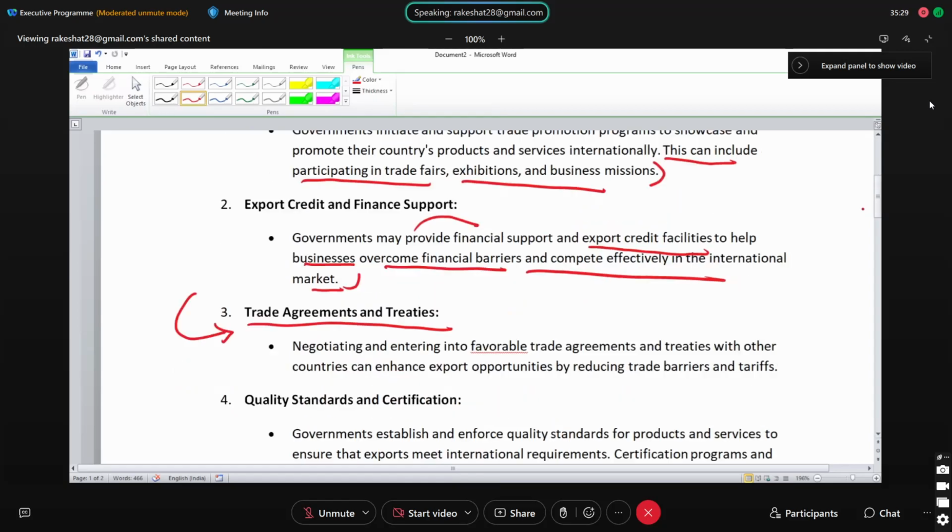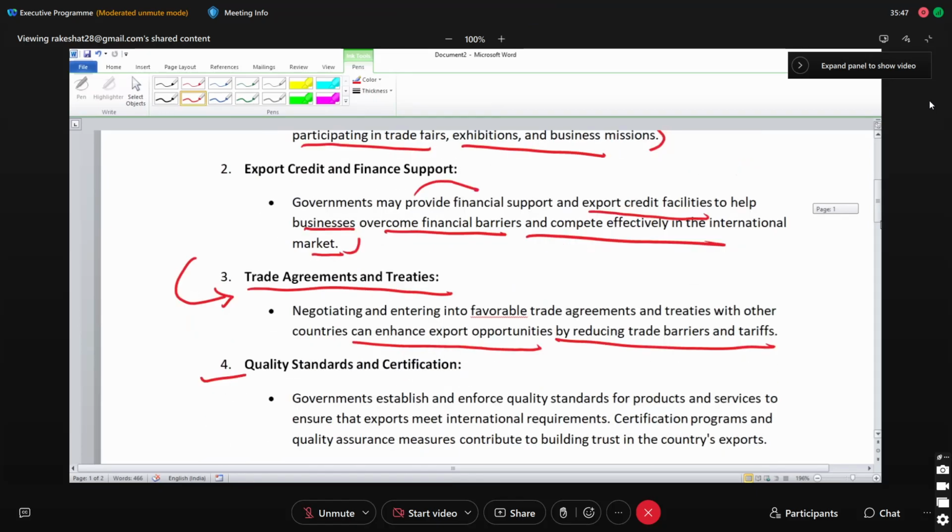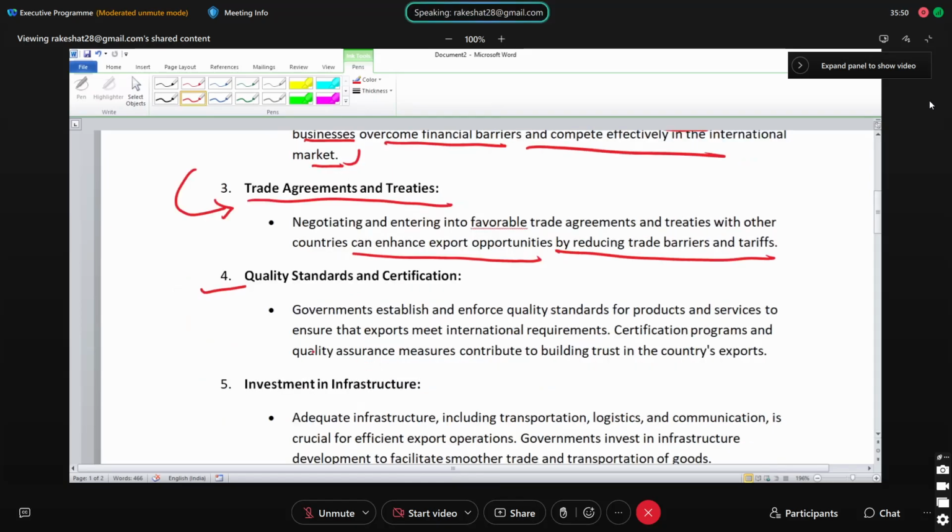Then, in order to promote exports, they have also entered into trade agreements and treaties. Negotiating and entering into favorable trade agreements with other countries can enhance export opportunities by reducing trade barriers and tariffs. Then there are quality standards and certification. The government also establishes and enforces quality standards for products and services to ensure that exports meet international requirements. Certification programs and quality assurance measures contribute to building trust in the country's exports.